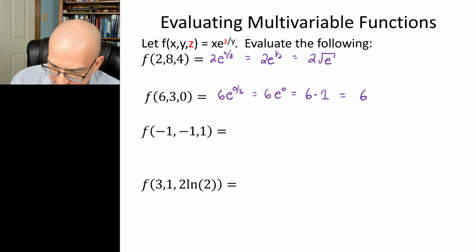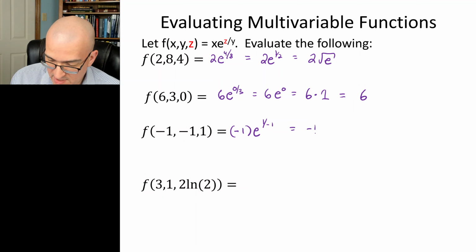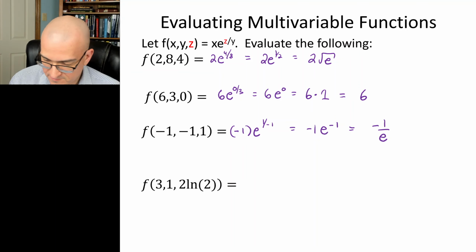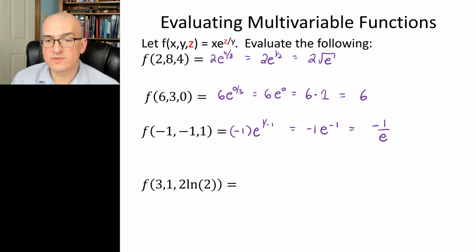Next one, lots of minus signs to mess us up. -1 multiplied by e to the power of 1 divided by -1, which is -1 times e to the power of -1, which can be rewritten as -1 divided by e, using exponent rules. The last one's the toughest one.